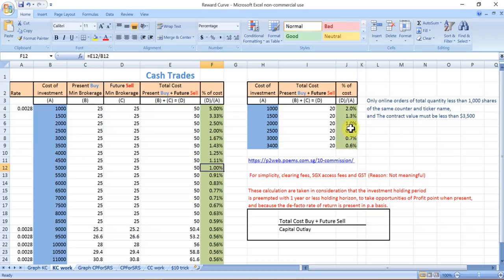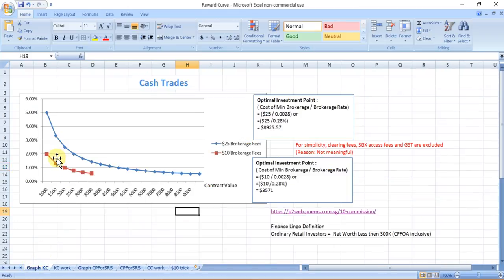Once we got the numbers, similarly we plot them against a graph and we come to this red line shown on the graph. Similarly, we notice that the line tends to flatten at around the region of about 3,000.